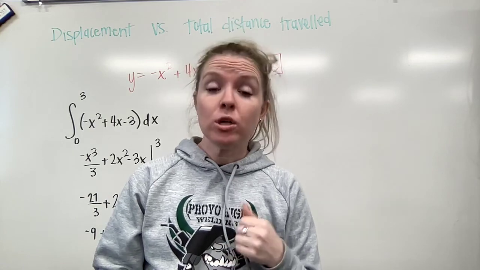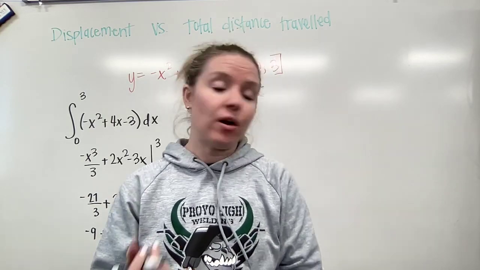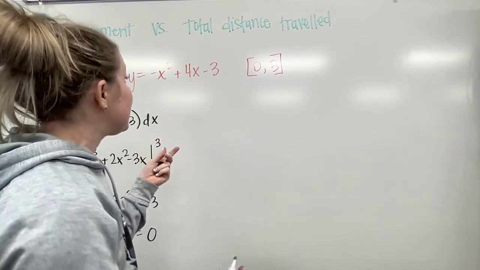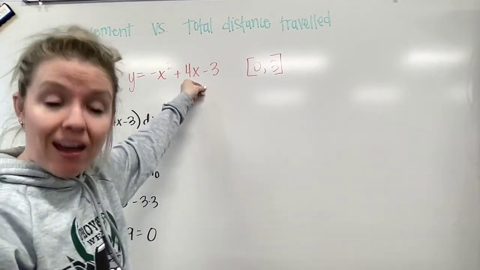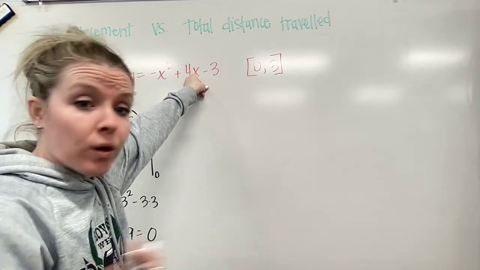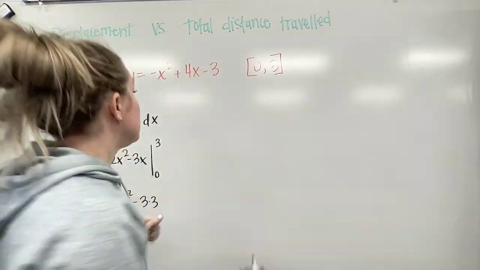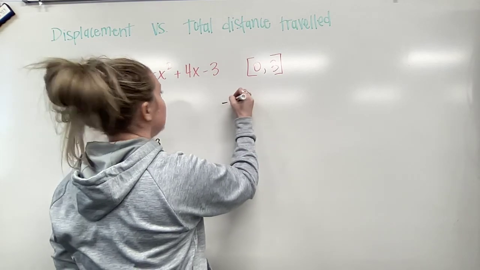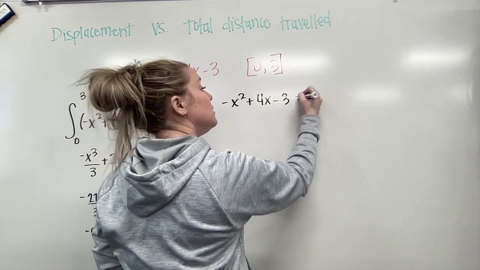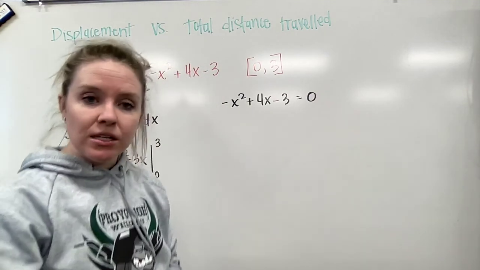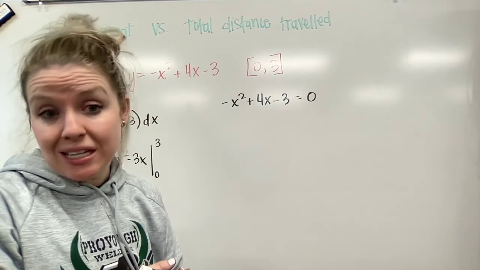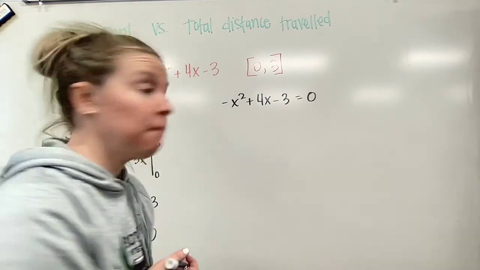So I want to know total distance traveled. I don't care if it's negative or positive, that is distance traveled. So what I need to know is, is my function ever negative? Does it ever move backwards? Does it ever move forward? How does that all work? So I'm going to take this and set it equal to 0 to see where my zeros are, to find out where I'm moving forward or backwards, assuming this is my velocity formula.